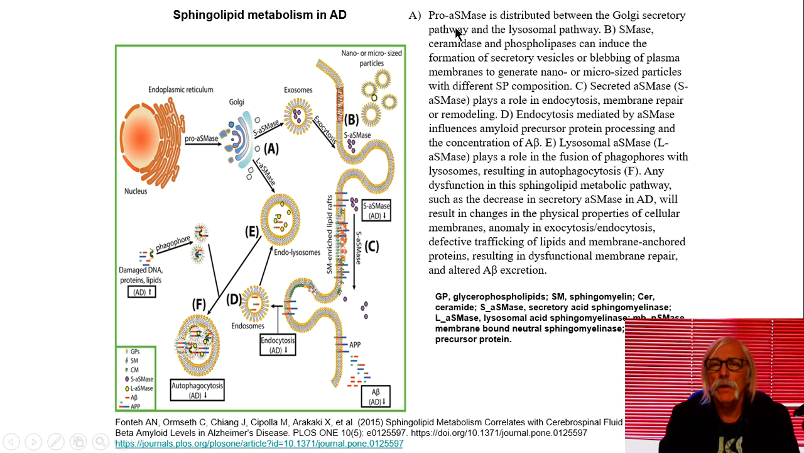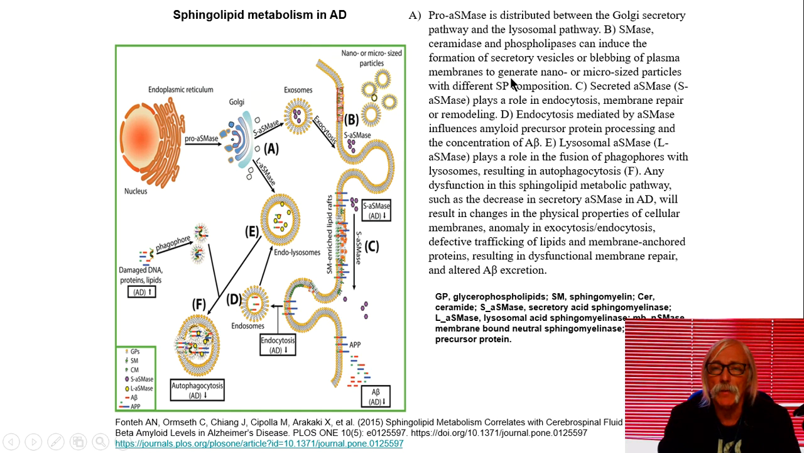So pro-acid sphingomyelinase is distributed between the Golgi secretory pathway and the lysosomal pathway, as I showed you. The sphingomyelinase, ceramidase, and phospholipases can induce the formation of secretory vesicles, because these are enzymes that actually can carve up the membrane lipids, creating the right biophysics so the vesicles are generated. Okay, so that's pretty cool, right? No fresh transcription here at all.